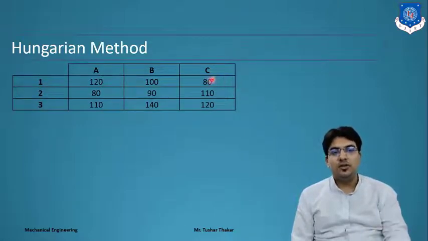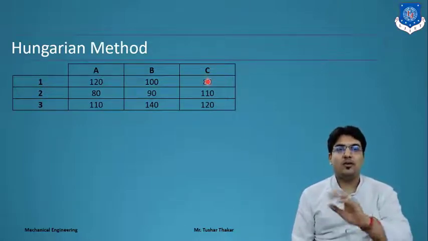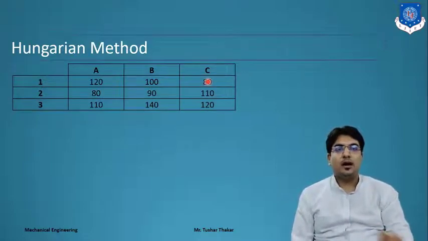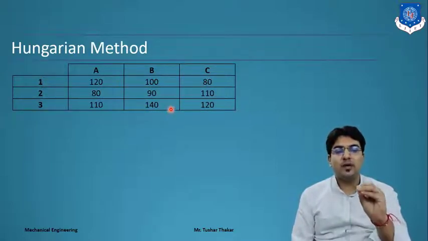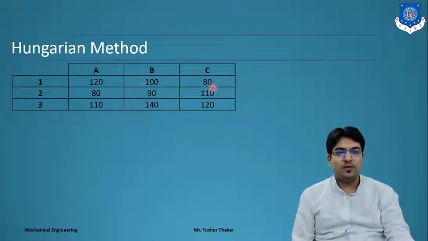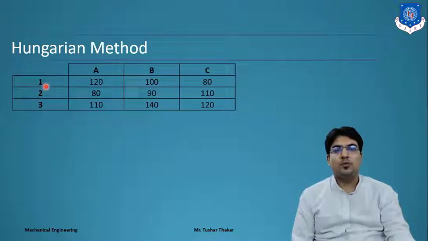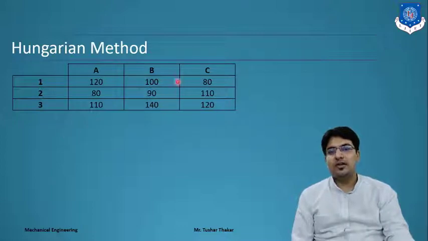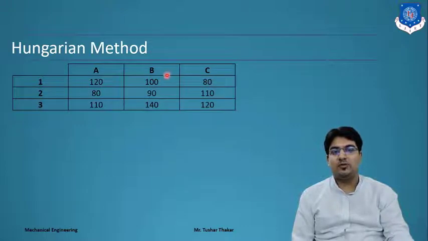The 0 value is the indication of allocating work. Among the 9 points, wherever we get a 0, we assign some work there. Suppose here we have a 0 over here. So programmer C develops program 1. It indicates that 0 is the indication of assignment. So the first rule is row reduction: take the minimum value and subtract it from the other values of that respective row.